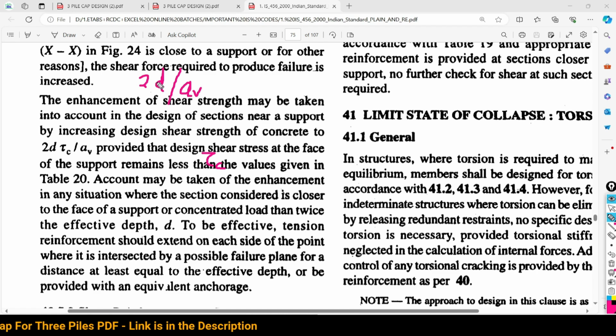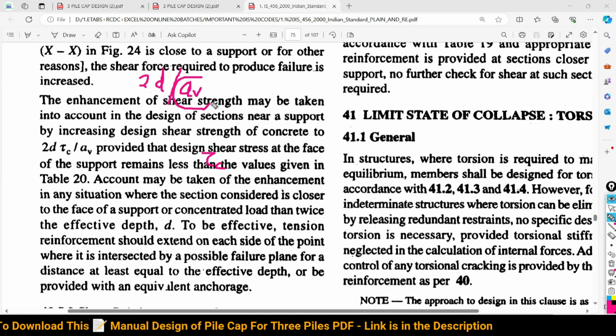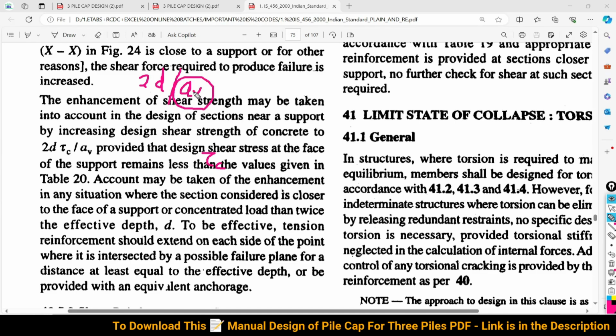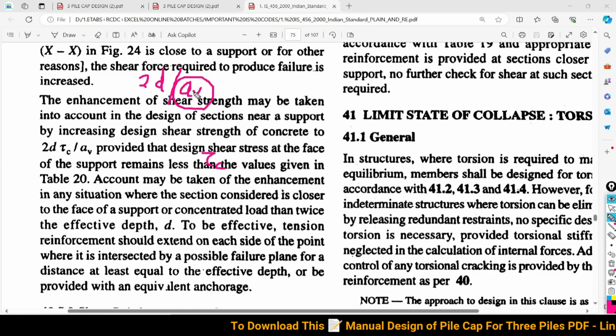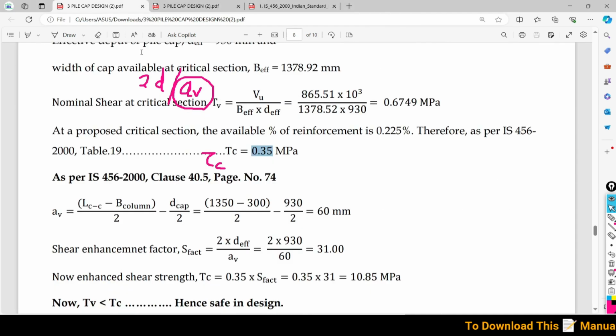So what does D mean? D is the effective depth of the pile cap. Now what does AV mean? AV is the distance between your critical section and the center of the pile in the considered direction. So for that reason we are going to do the calculation of AV. We do not know AV yet. So how can you calculate AV?